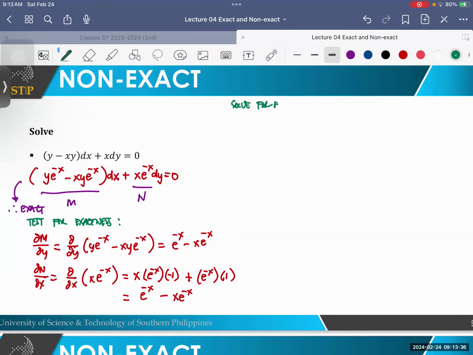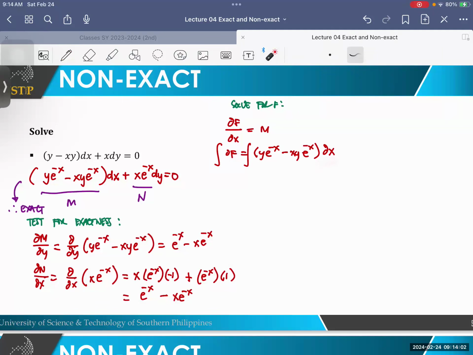Solve for f. Okay? So, we have the partial derivative of f with respect to x is equal to M. The M here, class, is y e to the negative x minus xy e to the negative x dx. Okay? Anti-differentiate. With respect to x, the y will become constant. Since it is constant, we can just take it out.